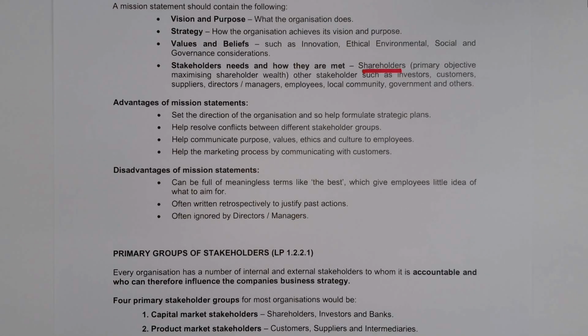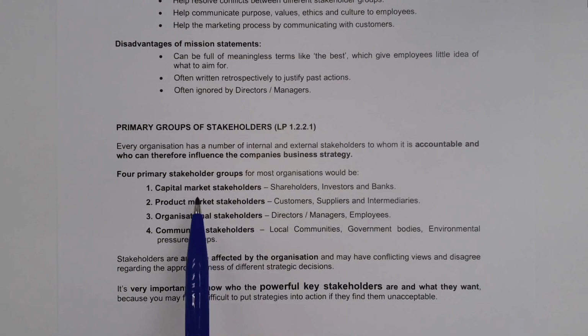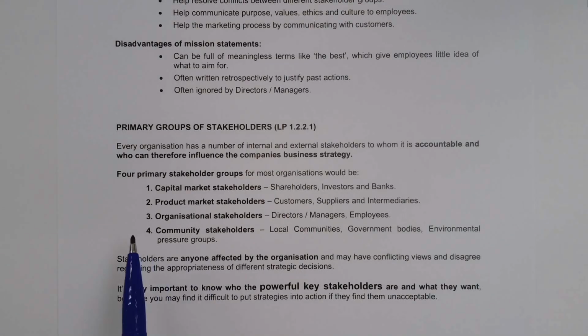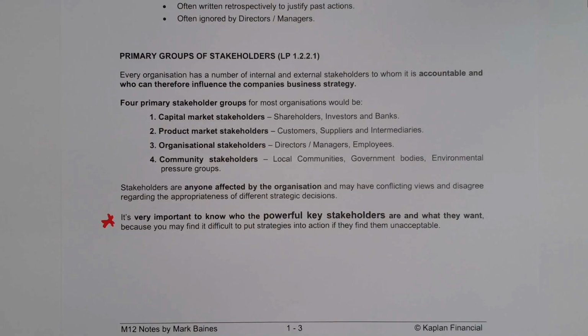We also need to be aware we've got primary groups of stakeholders, many different types of stakeholders here. Capital market stakeholders would be shareholders, investors and banks. There's product market stakeholders, there's organizational stakeholders. A stakeholder is basically anybody that is affected by the organization. Now, we need to make sure that when we start thinking about our strategic plans, that we are aware of the powerful key stakeholders. Who are they?